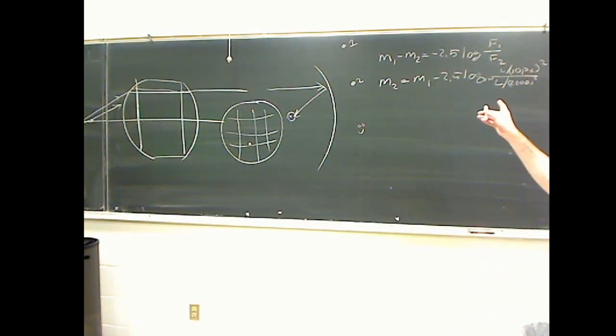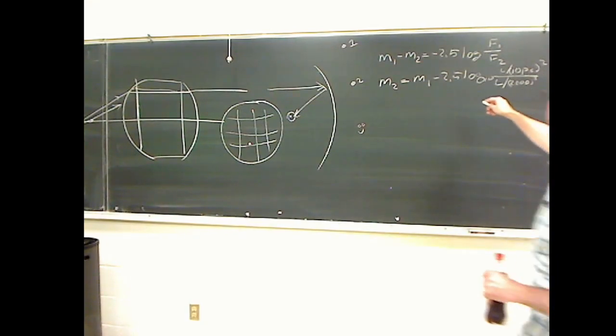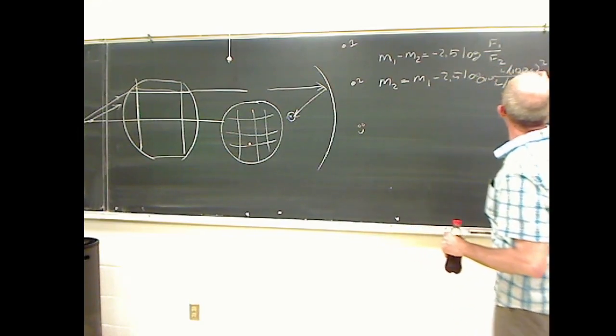Everybody follow what I did there and why? So I have the same star twice. So I've got it at 10 parsecs, that's its natural magnitude, or that's its absolute magnitude. And then I want to know what its brightness would be at 2 kiloparsecs. Is that a question? No, so then we just do this algebra. We'll just simplify this algebra.